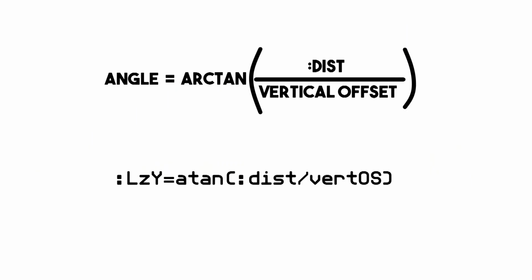We want the angle the laser needs to rotate horizontally and vertically, so we can find that using the function arctangent. For example, to find the vertical offset, we can say that the angle is equal to the arctangent of distance divided by the vertical offset, or in YOLOL, :LZY = atan :dist / vertOS. That's just a variable we made up. You'd have to play around with the offsets to dial the laser in. I don't have such a fancy chip, though.